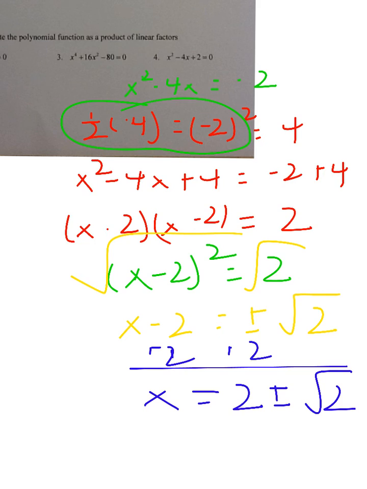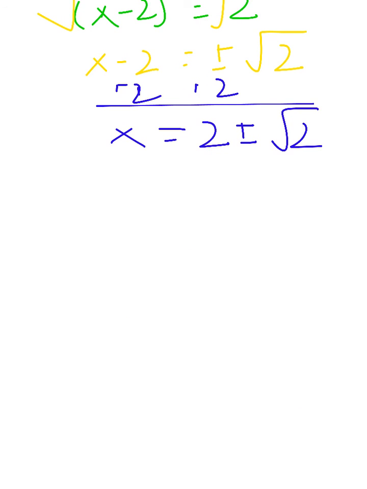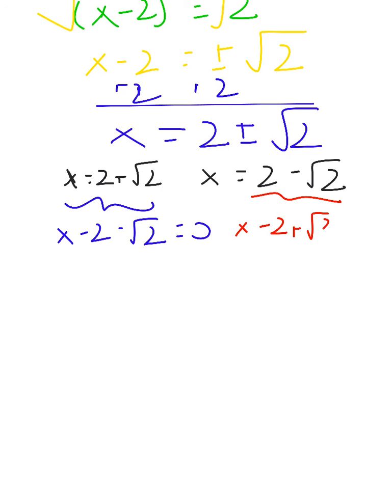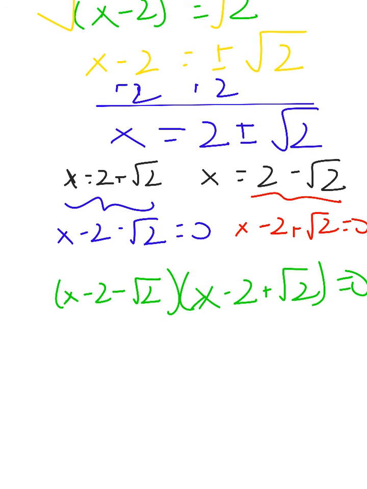Okay, so my two roots right now are x equals 2 plus the square root of 2 and x equals 2 minus the square root of 2. All right, so this guy on the left, I'll minus 2 and minus the square root of 2. So it's x minus 2 minus the square root of 2 equals 0. And this guy here, I'll minus 2 and add the square root of 2. So it's x minus 2 plus the square root of 2 equals 0. So my factors are x minus 2 minus the square root of 2 and x minus 2 plus the square root of 2. Those would be my linear factors.